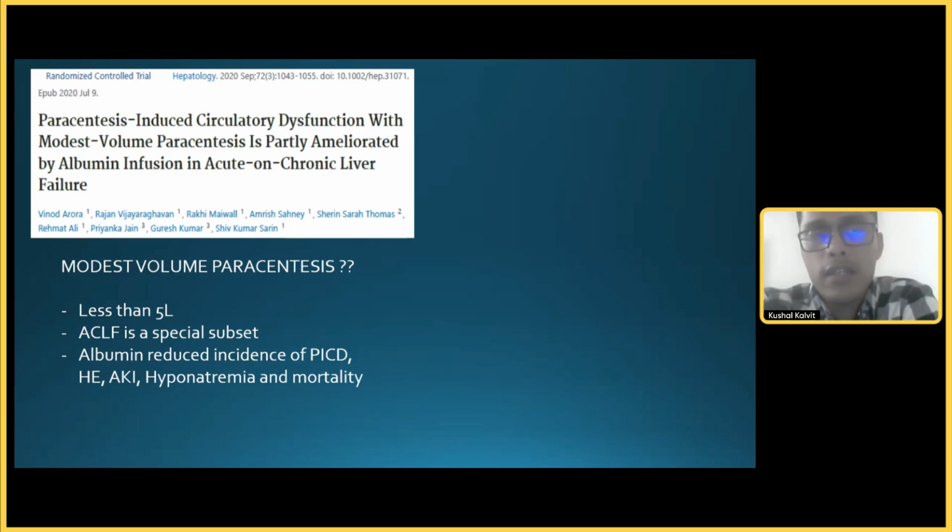So I guess this study tells us that ACLF is a special subset that should be differentiated from a routine decompensated cirrhotic patient. Although this was a small study of roughly 80 patients, it is a good start. And if we get some more studies on the same topic, maybe we can expand the indication of albumin to modest volume paracentesis in a subset of ACLF as well.